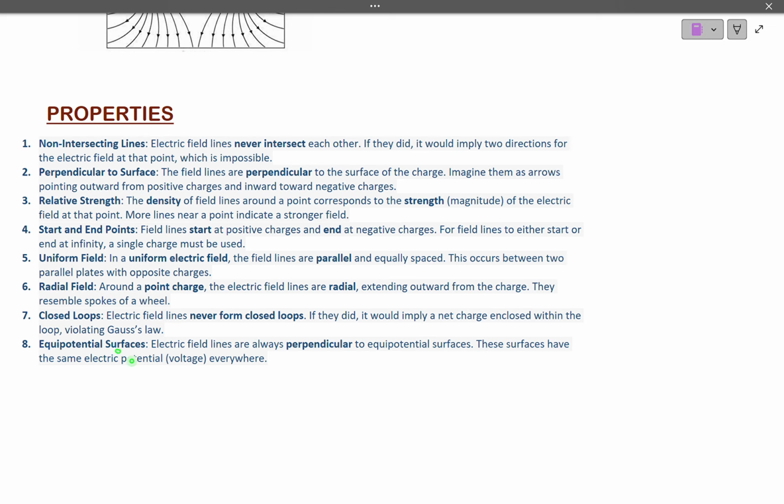Last property is equipotential surface. Electric field lines are always perpendicular to equipotential surfaces. These surfaces have the same electric potential.